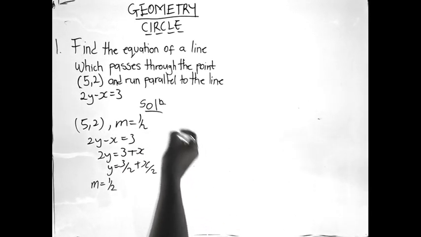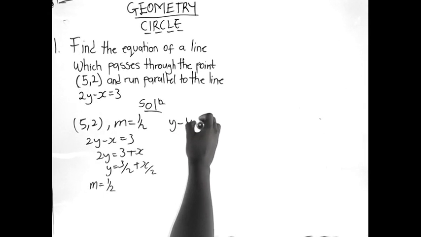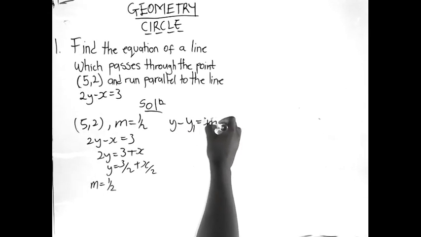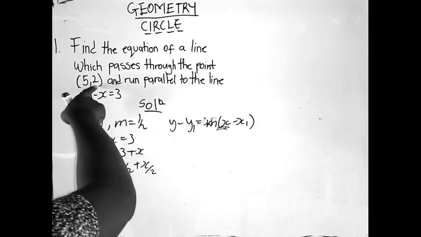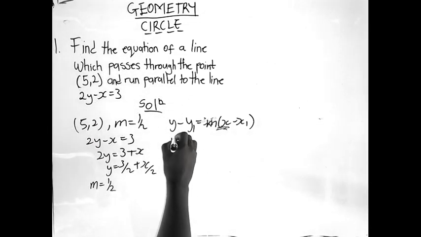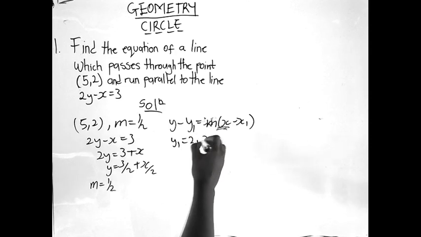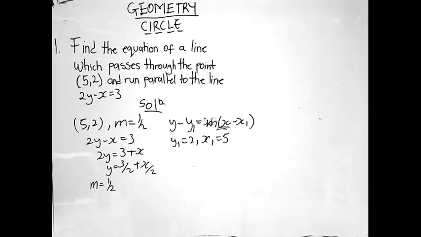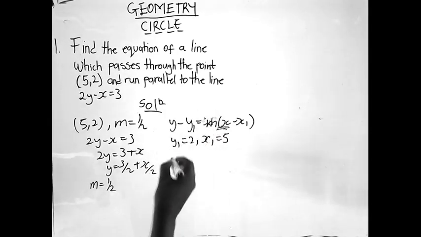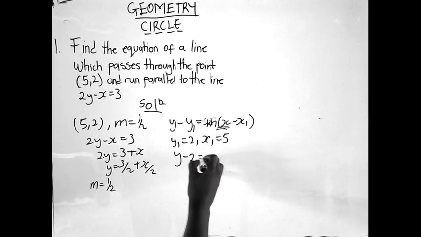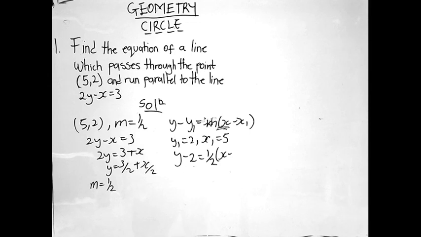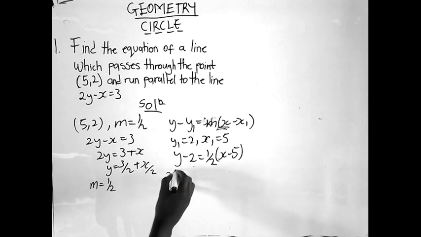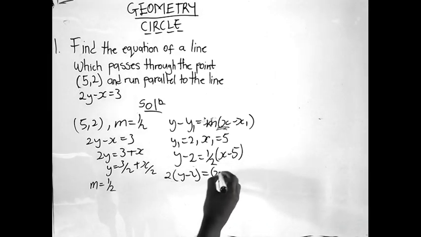Then the equation of the line is given by y minus y1 is equal to m into x minus x1. So our y1 is 2 and our x1 is 5. We fix it into the equation to get the line. Our m is half, and it's 5. Then we get 2y minus 2 is equal to x minus 5.